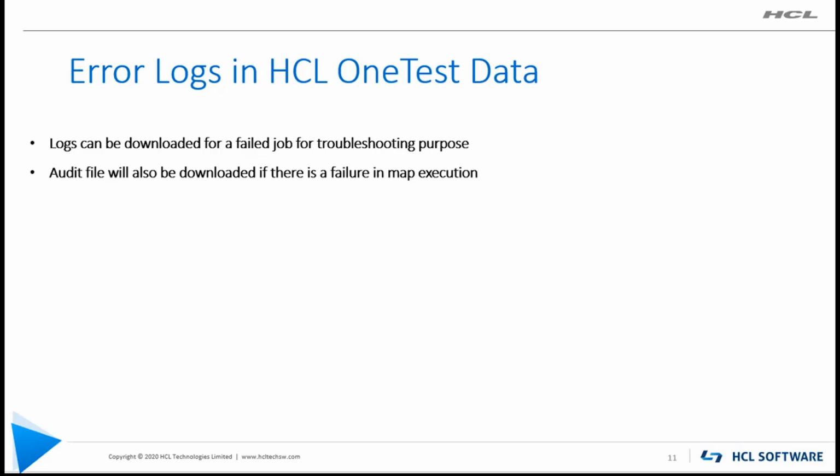And whenever there is a failure in the map execution, the user can also download the logs, but you will also have an additional file called an audit file, which gives you information about the cause for map execution to fail, so that the user can troubleshoot the problem. The log files can be downloaded in the form of a zip file for all the failed jobs.